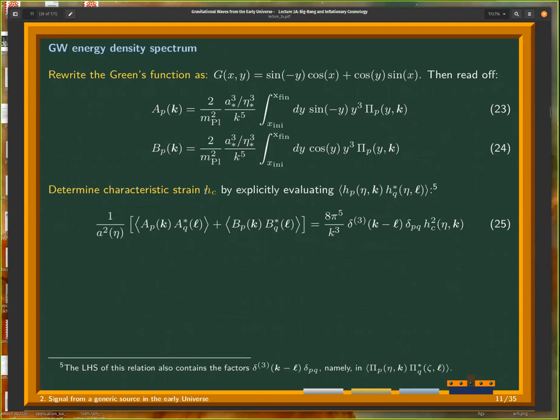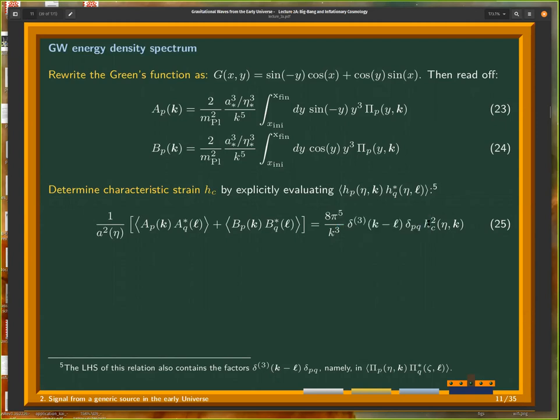So we want to calculate the characteristic strain, Hc. This was one of the measures of the strength of gravitational waves that we introduced yesterday. And the characteristic strain is defined by the power spectrum of my Fourier modes of the tensor perturbations. All right. So I can just take my solution that we just derived and plug it explicitly in here. And then I find everything that's written down here on the left-hand side. And that, by definition of the characteristic strain, gives me this expression here on the right-hand side.